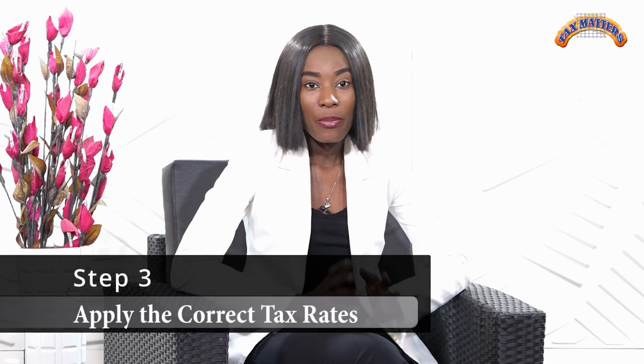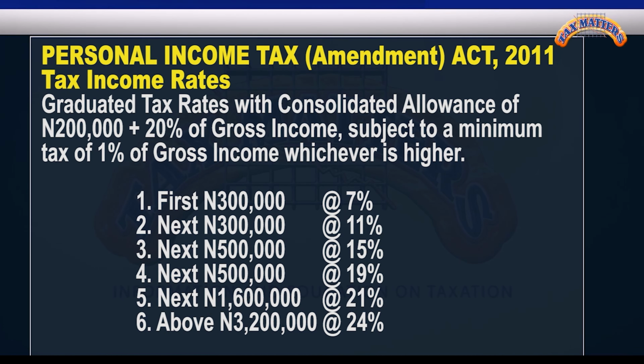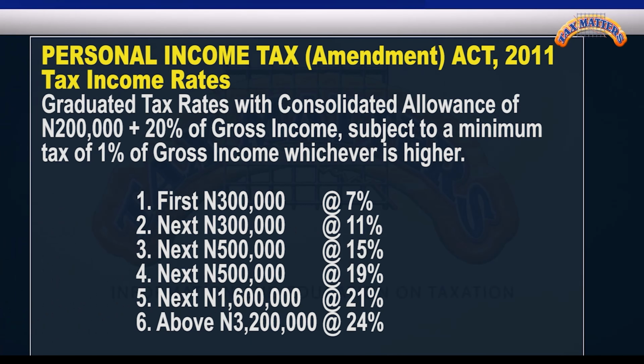Step 3. Apply the correct tax rates. In Nigeria, we use a graduated tax scale. This means that different portions of your income are taxed at different rates, increasing as your income increases. Let's break down these rates. For example, if your gross taxable income falls into the second tax bracket, only the income that exceeds the first bracket limit is taxed at the lower rate. The rest is taxed at the higher rate. This ensures that everyone pays a fair amount of tax relative to their income.